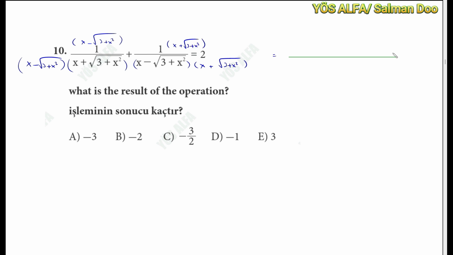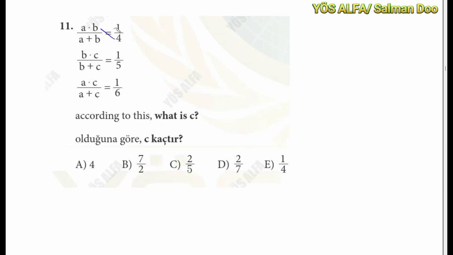So we have x minus square root of 3 plus x squared plus x plus square root of 3 plus x squared on the numerator. On the denominator, when we multiply these two, we have x squared minus 3 plus x squared. Okay, and the whole expression is equal to 2. So simplifying this, we have this and that canceling out, and this and that canceling out. So the result is going to be 2x over minus 3 is equal to 2. So x is minus 3. Number 11. We will cross multiply these two.